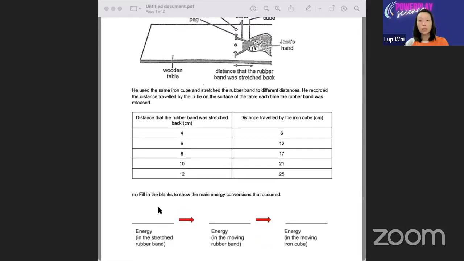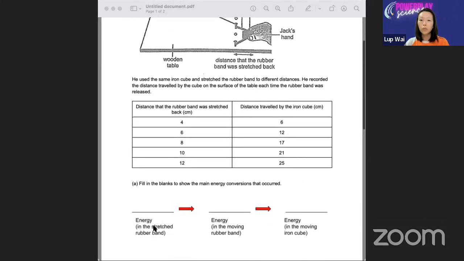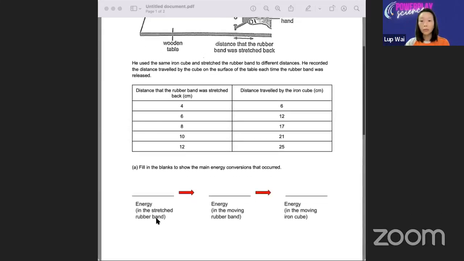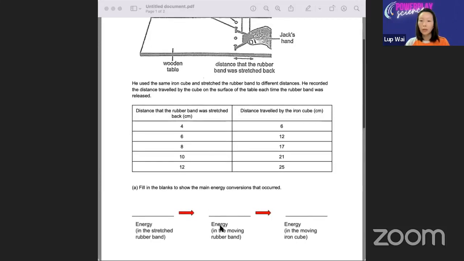Then the next question is, they will ask you to fill in the blanks to show the main energy conversion that occurred. So before they refer to the table here, they ask you what energy is being transferred from one to another. As most of your children will know, energy cannot be created or destroyed, but it is transferred from one form to another. So the basic idea of this energy is, how does it transfer from one to another? First thing, energy in the stretched rubber band. Second, energy in the moving rubber band. And the third is the energy in the moving iron cube.